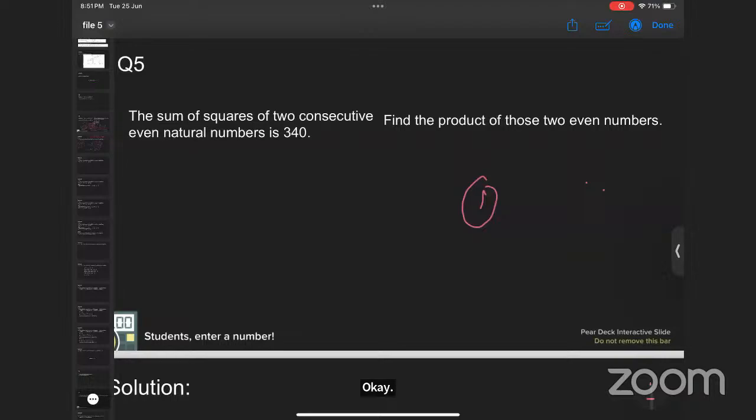Ma'am, after the class, where can we get this PPT? Can you repeat it? Please mute yourself. Ma'am, after solving this question, where can we get this PPT? One by one, please.